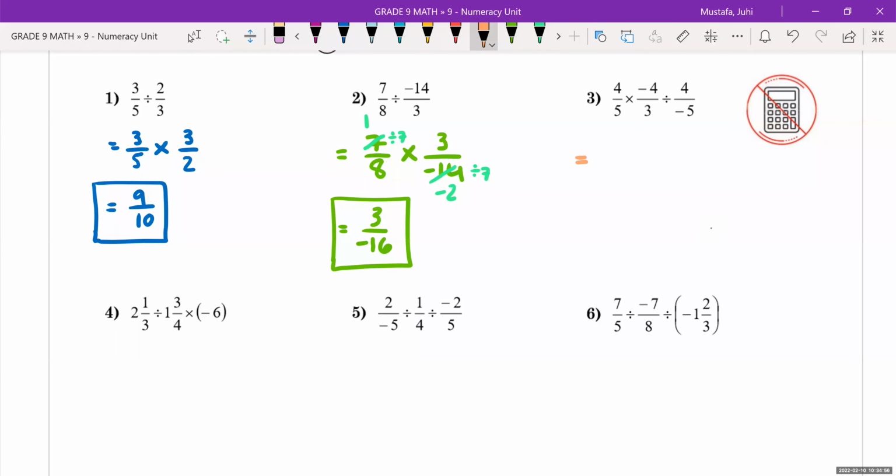All right. What happens if you have multiple fractions? Nothing changes. You're still going to look at the division sign and you're going to flip the fraction that comes after it, not before it. So in this question, we're going to have 4/5 times -4/3 times, and when I flip 4/-5, I'm going to get -5/4.